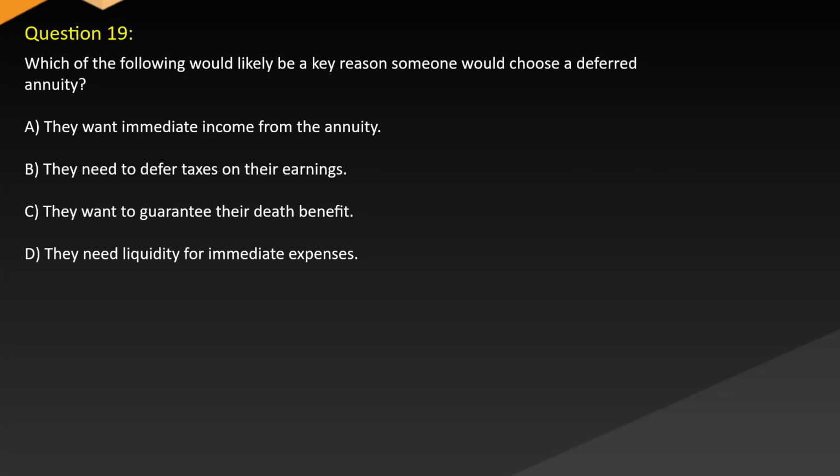Variable annuities are subject to market fluctuations, option B, and while some offer guarantees, the return is not guaranteed, option D. Question 19. Which of the following would likely be a key reason someone would choose a deferred annuity? A. They want immediate income from the annuity. B. They need to defer taxes on their earnings. C. They want to guarantee their death benefit. D. They need liquidity for immediate expenses.